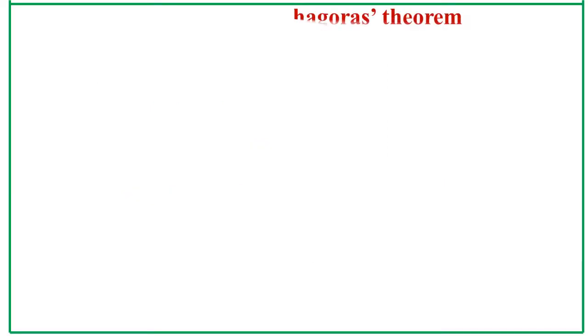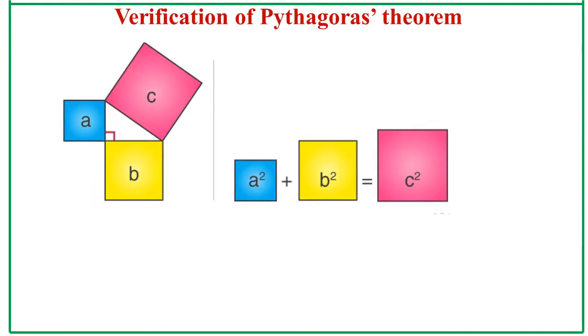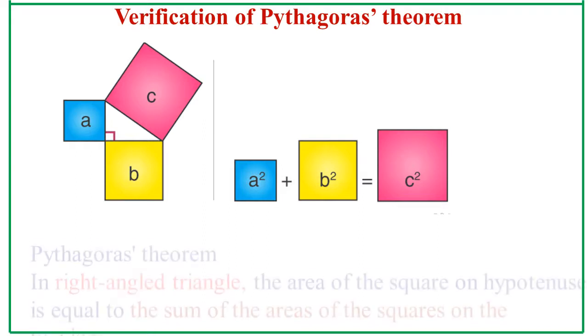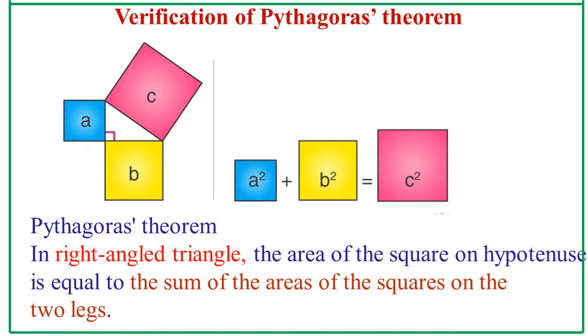We are going to learn verification of Pythagoras theorem. Look at the figure. In this figure, right angle triangle, base B, perpendicular side A, hypotenuse side C. That means A squared plus B squared equal to C squared. It states that in a right angle triangle, the area of the square on the hypotenuse is equal to the sum of the areas of the squares on the two legs.